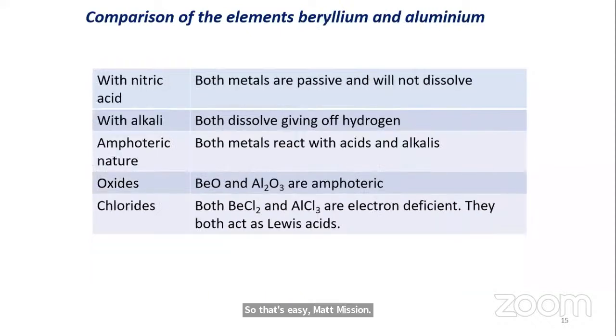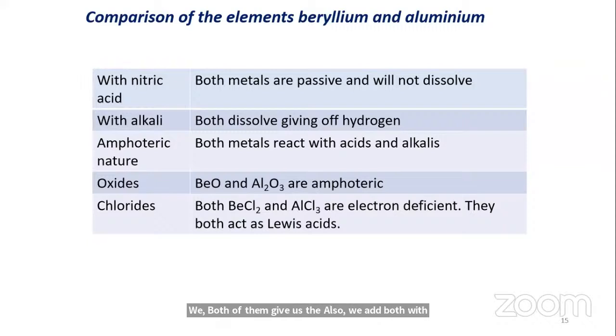Again, for the similarity between beryllium and aluminium, both are passive metals. They do not dissolve in nitric acid. Both of them dissolve giving off hydrogen. Both beryllium and aluminium give amphoteric oxides or amphoteric compounds. That is, both of them are amphoteric. The metals react with both acid and alkali. Both of them give us the amphoteric oxides. The oxides also react both with acid and alkali to give us salts.